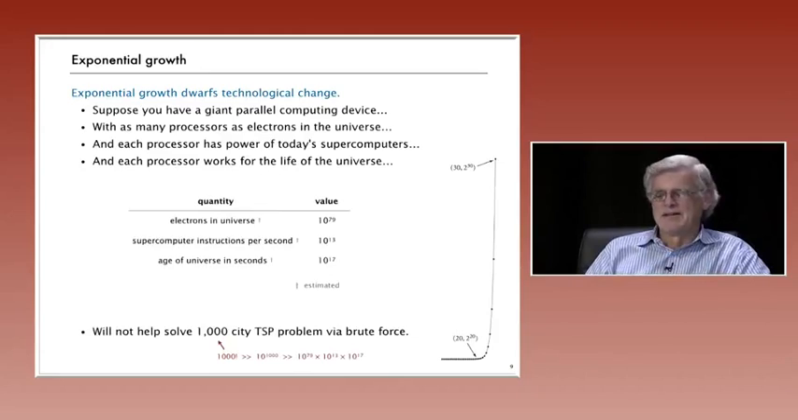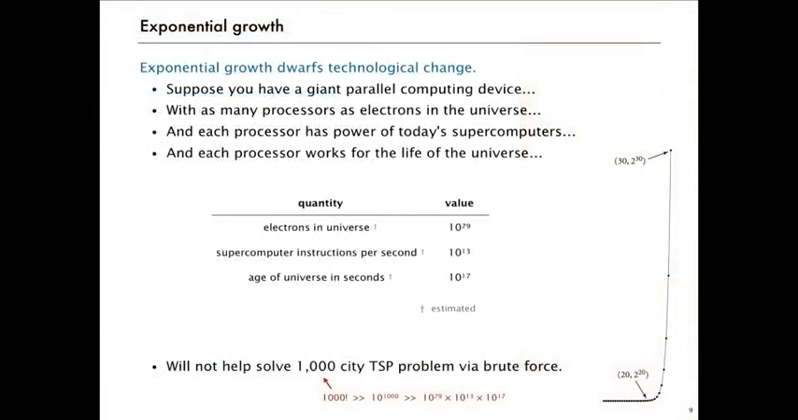Well, it's estimated there's 10 to the 79th electrons in the universe. And supercomputers nowadays maybe can do 10 to the 13th instructions per second. And you can quibble about these numbers and make it 10 to the 20th if you want. It's estimated the age of the universe in seconds is 10 to the 17th. And if you don't like that, make it 10 to the 30th. You multiply all those numbers together, you're going to get a relatively small number to, say, 1,000 factorial. 10 to the 17th times 10 to the 13th times 10 to the 79th is only 10 to the 109th or something.